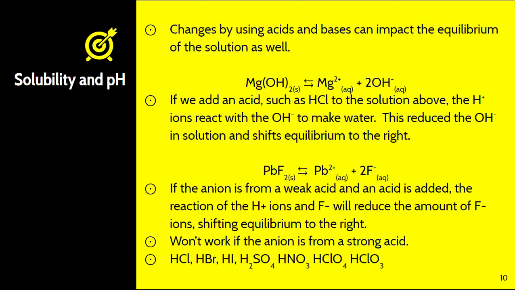So if this were lead chloride, and you added a strong acid to it, remember that strong acids completely dissociate when you put them into solution. This only works if the anion is from a weak acid. So that's something to keep in mind as we move through these types of problems.